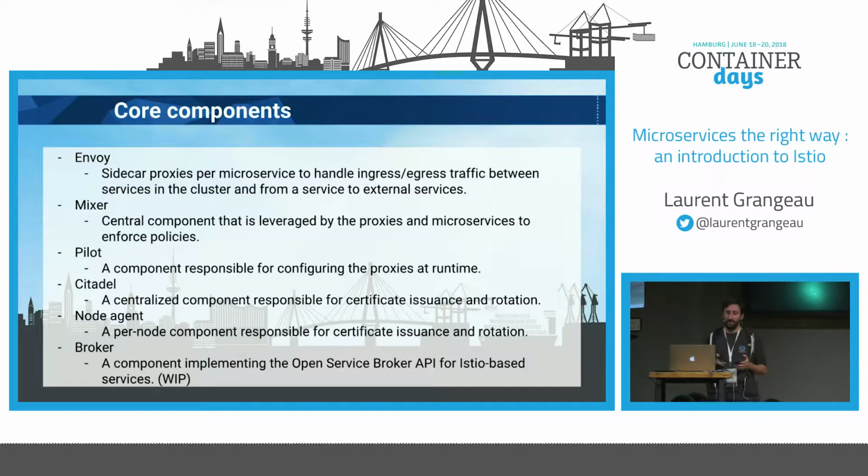You have Citadel. This is for certificate rotation and issuance. It's the same with Node Agent. And you have a broker. The broker is a work in progress. It's based on the Open Service Broker, which is developed by Pivotal, I think. And then you can talk to external services like Microsoft Azure, AWS, or similar.